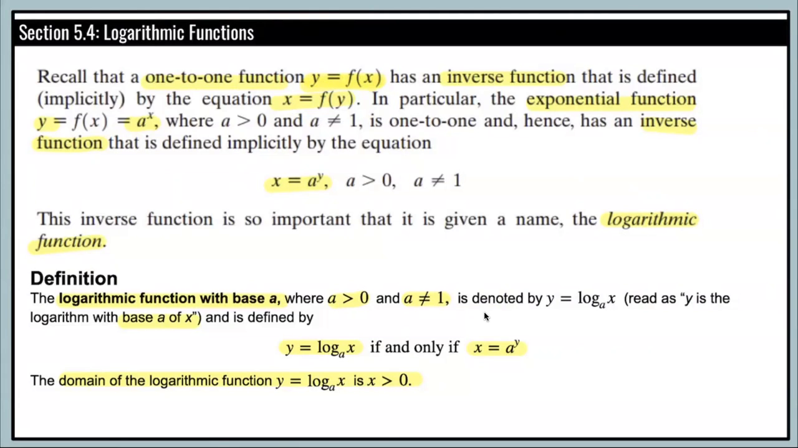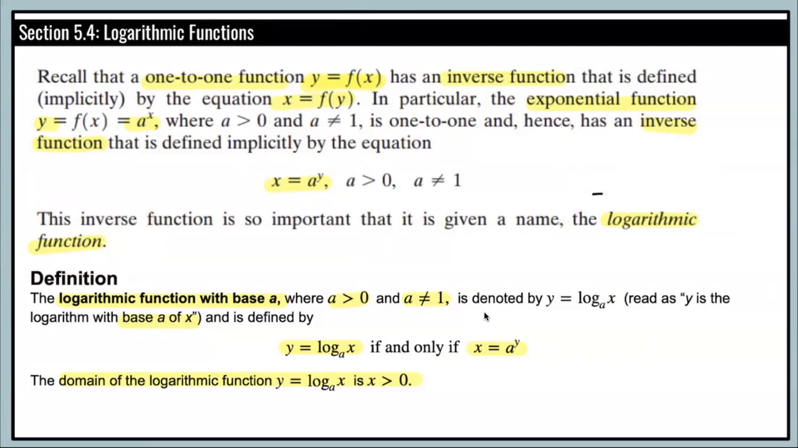Let's look at an exponential function in particular. If you look at y equals 5 to the x, then the inverse function is x equals 5 to the y. What's so special about these inverse functions is that when you take the inverse of an exponential function, it gives you a special function called a logarithmic function, which is already highlighted.